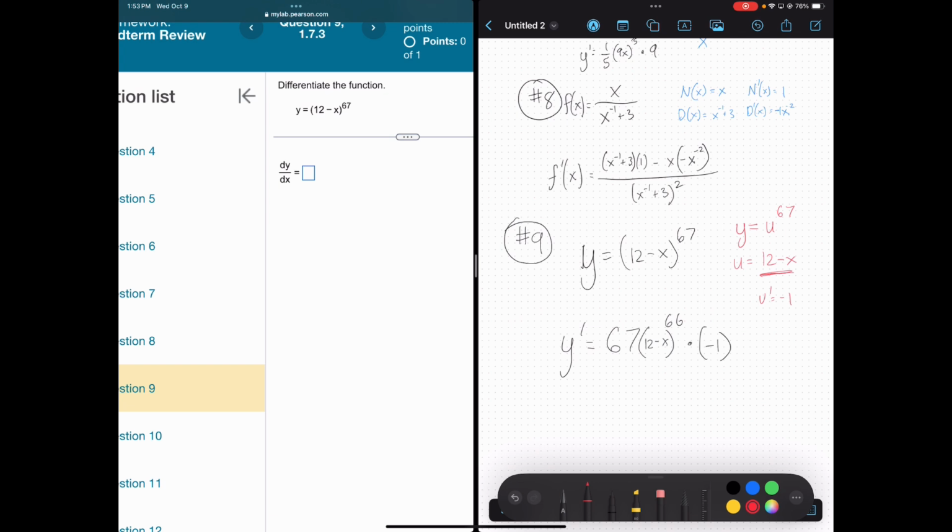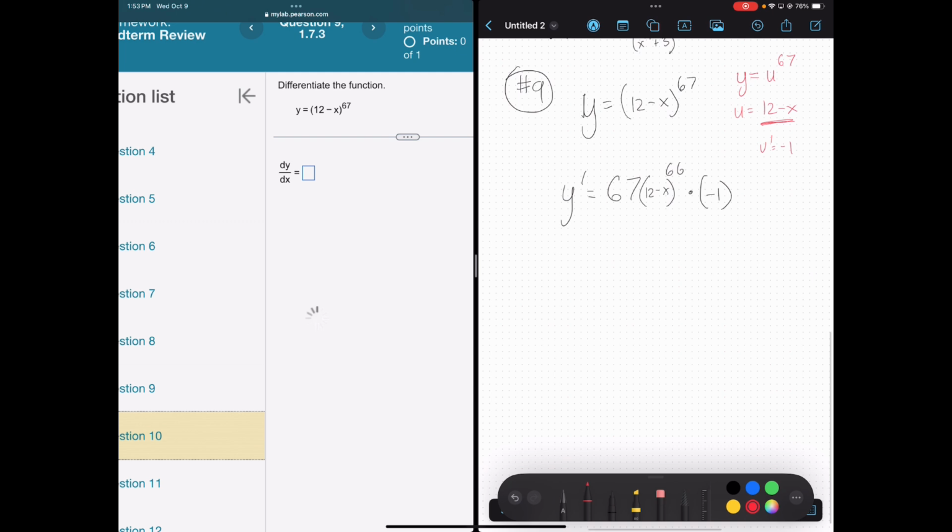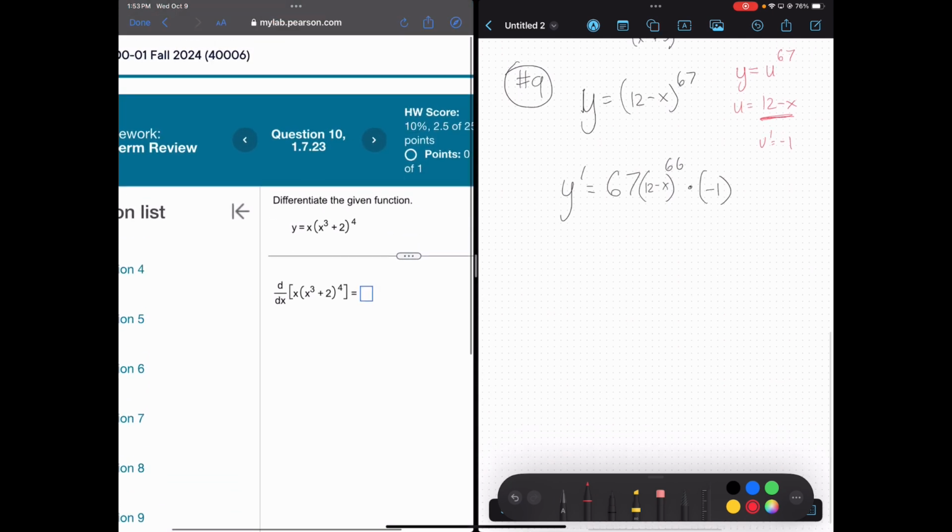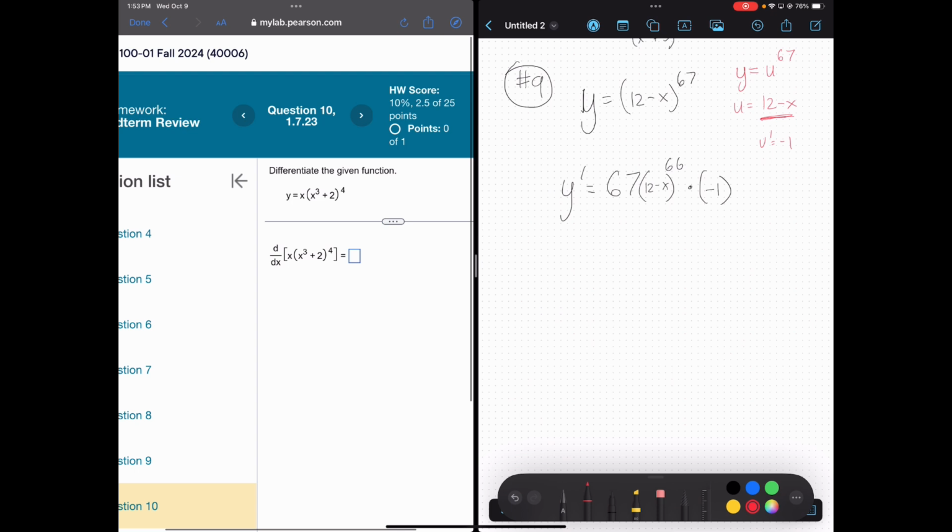Cool. Okay. Moving on. Question number 10. What does this function require in order to take the derivative? What does this derivative require? Product rule. This requires product rule. And when you're working through product rule, it's also going to require chain rule.